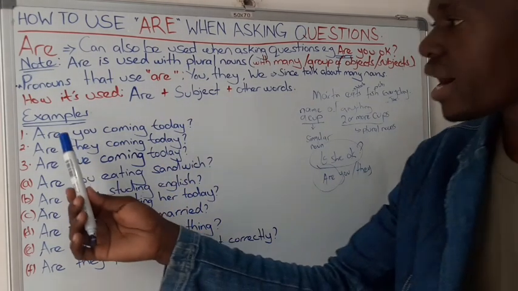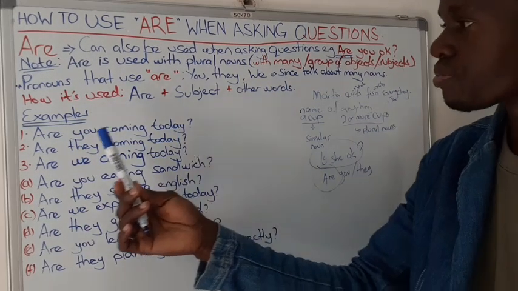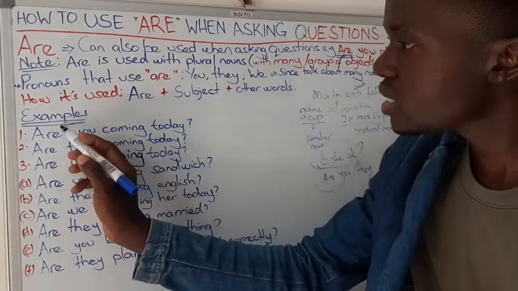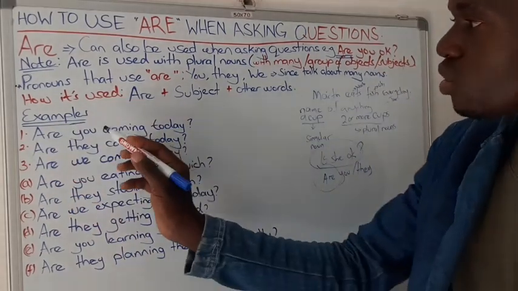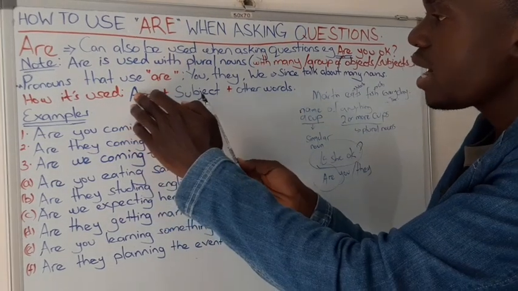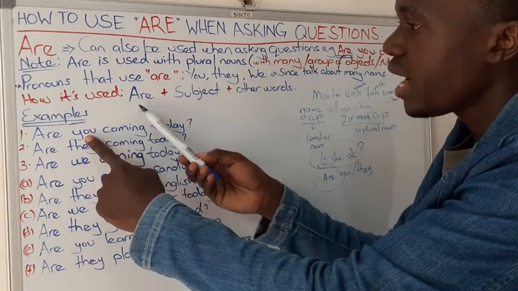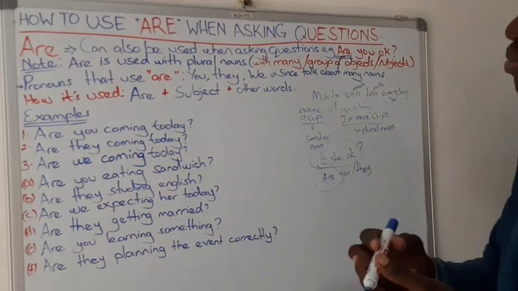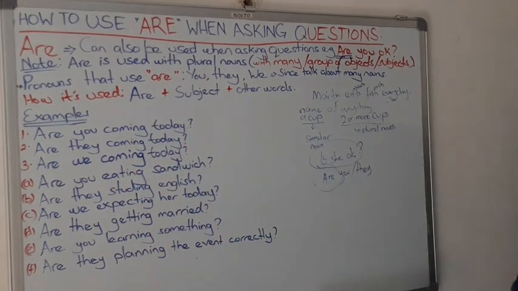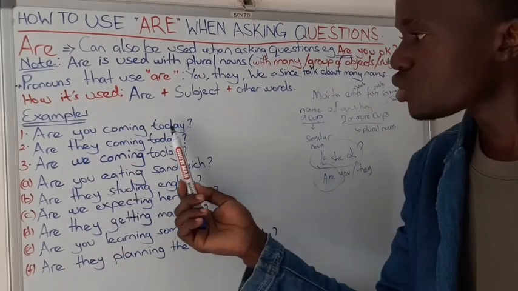Example number one: "Are you coming today?" Once again, "Are you coming today?" A point to note: "are" is placed at the start of the sentence, followed by the subject. "You" is the subject, "coming" is the verb because it's the action being performed, and "today" is the time when the action will take place.